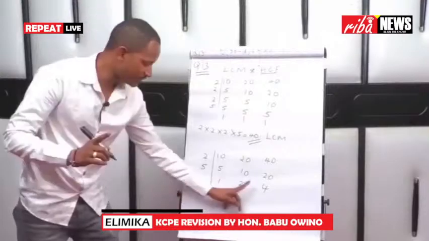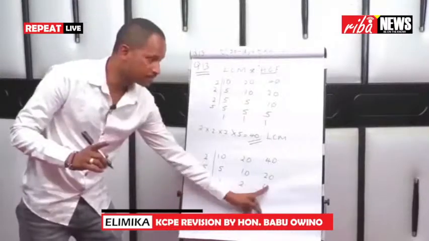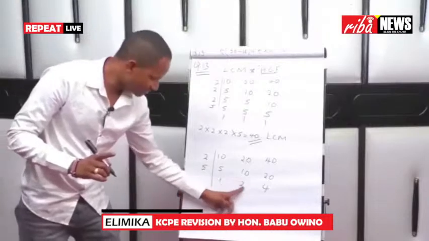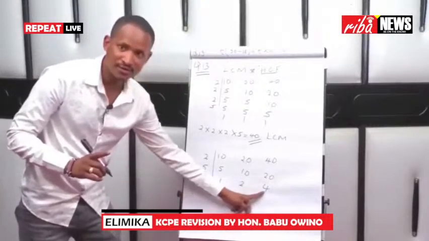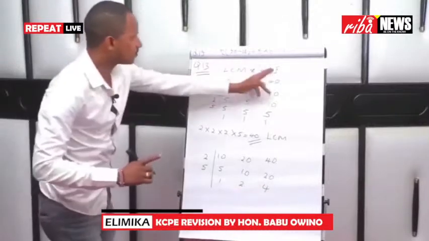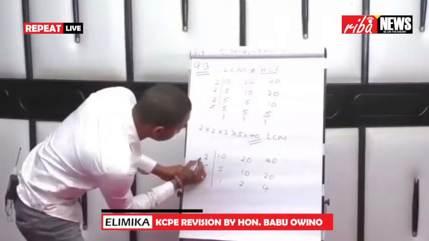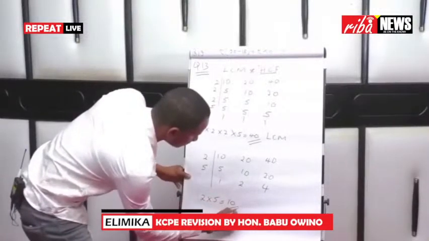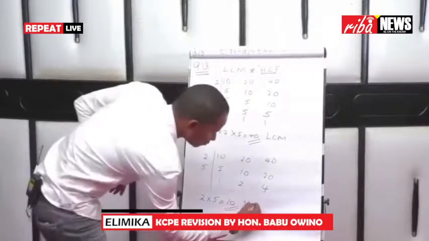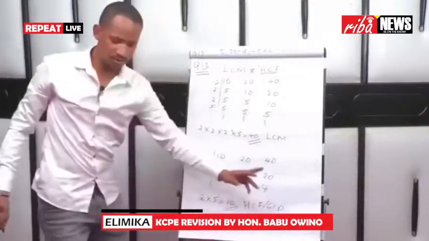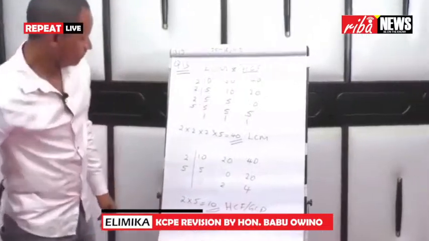If you use 1, it will remain the same. If you use 2, there will be a remainder here. If you use 3, there will be a remainder here. So we stop at that. So the highest common factor is these two values, 2 multiplied by 5, which is 10. This is the highest common factor, or the GCD, the greatest common divisor.